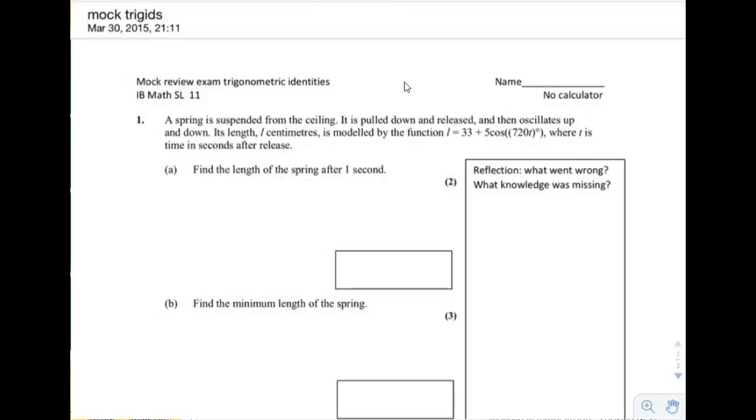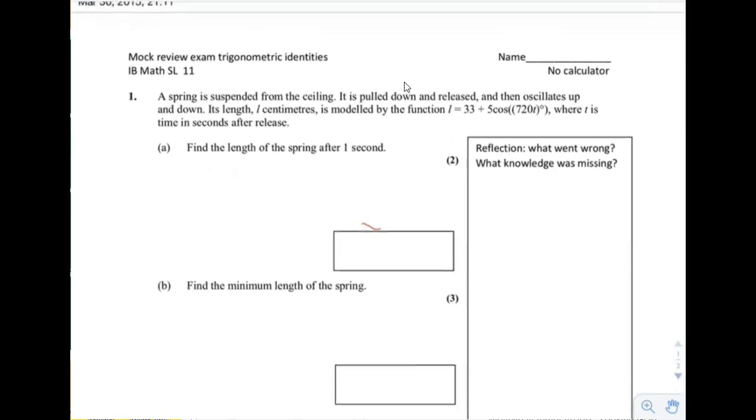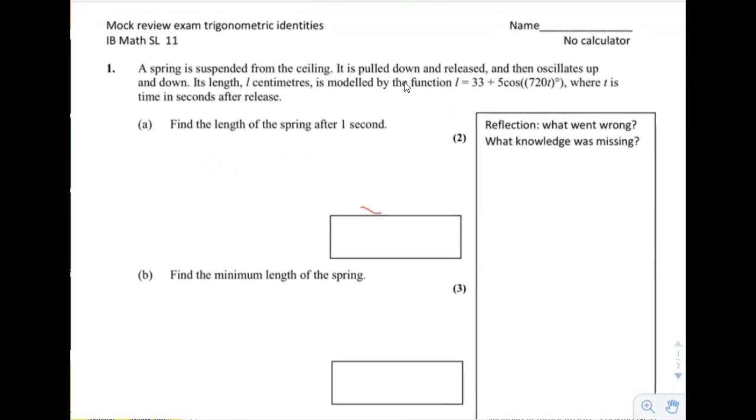Okay, the solution for the trigonometric identities mock exam. A spring is suspended from the ceiling. It is pulled down and released and then oscillates up and down. Its length, L centimeters, is modeled by the function L equals 33 plus 5 times cosine of 720t degrees, where t is the time in seconds after release. Find the length of the spring after 1 second.